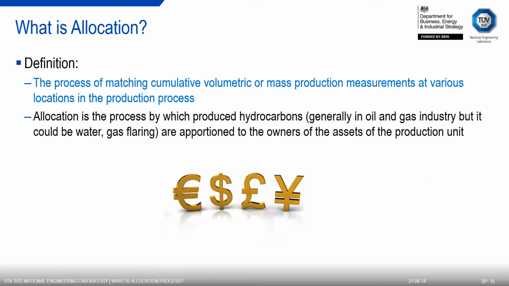What is allocation? The definition is quite simple. It's a process of matching cumulative volumetric or mass production measurements at various places inside your system against a fiscal measurement that you have. And fiscal measurement means this is where you are selling this fluid, oil or gas, or giving the ownership to someone else.